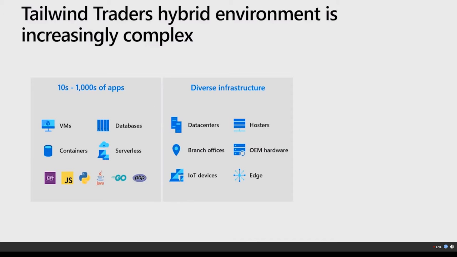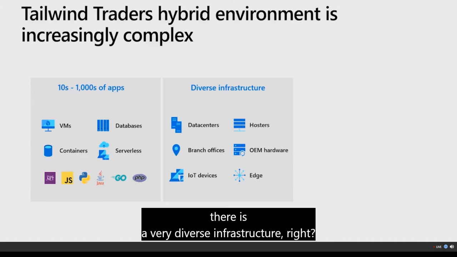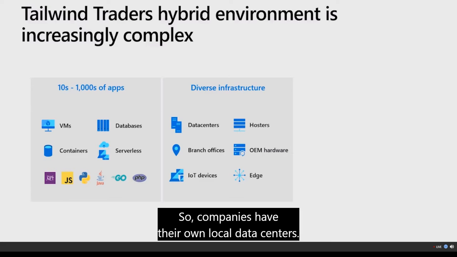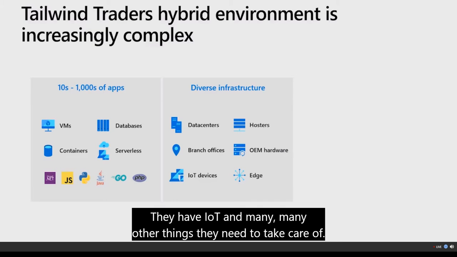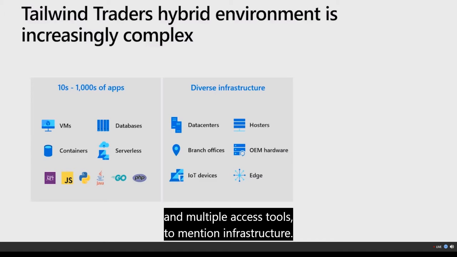Now, another thing we are seeing, and I mentioned that before, is a very diverse infrastructure, right? So companies have their own local data centers. They have some outsourced to local service providers. They're using branch offices. They have factories. They, in some cases, use different OEM hardware. They have IoT and many other things they need to take care of. And usually these end up in having multiple management tools and multiple access tools to manage that infrastructure.